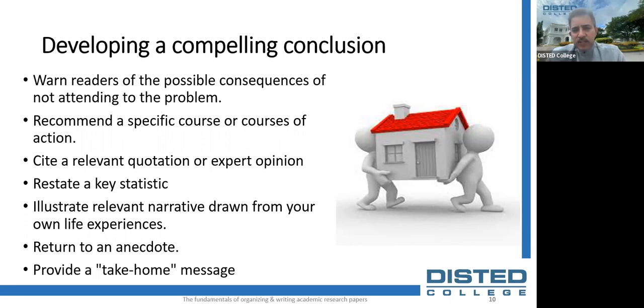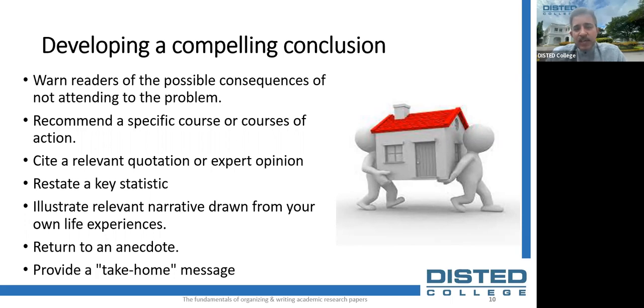You can also return to an anecdote, example, or quotation that you introduced in your introduction, to support your findings, and then baseline it with what you started off with in your paper. You can also provide a take-home message, in the form of a strong, concise statement that you want the reader to remember about your study.